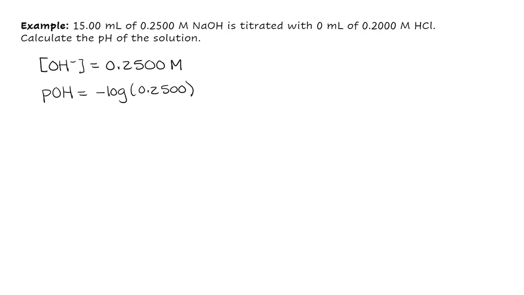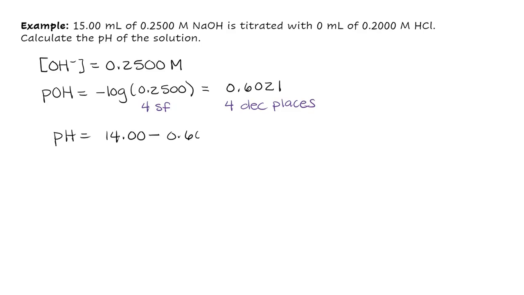Looking at sig figs, remember that the rules for logs are different than what we're used to. If we have 4 sig figs in our value, it means our result will get rounded to 4 decimal places. So doing the math, taking the negative log of 0.2500, we end up with a pOH of 0.6021. And then to calculate pH, we have 14.00 minus 0.6021.